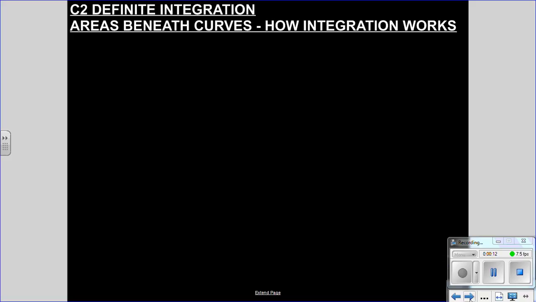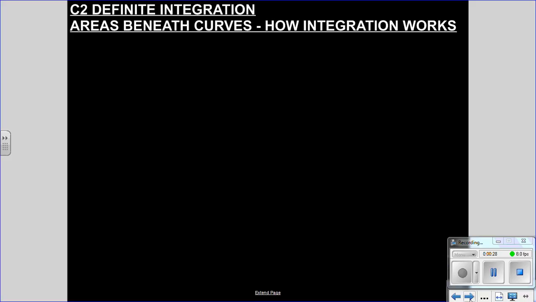Hi everyone, so second installment of integration. This is the C2 element then. We're talking about areas beneath curves. So I've got a lot to do here. And we've already set up the background for integration.